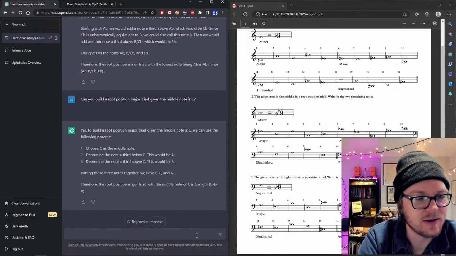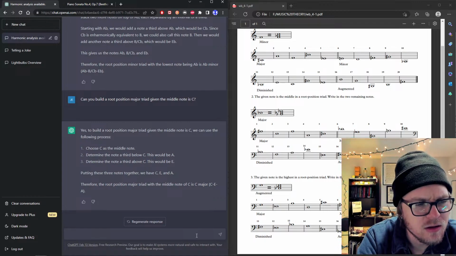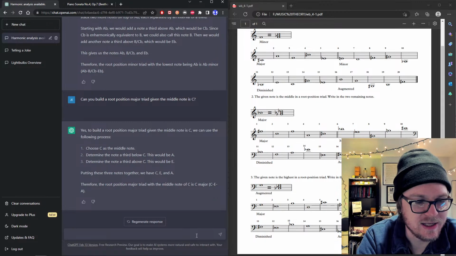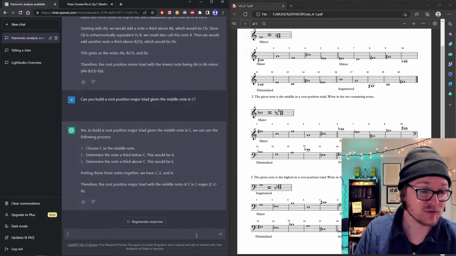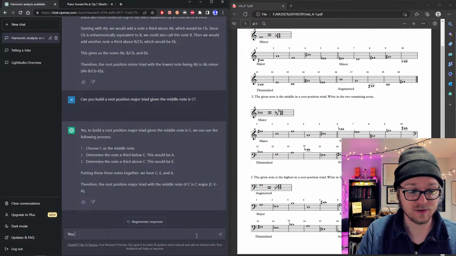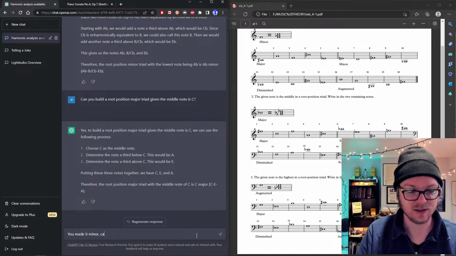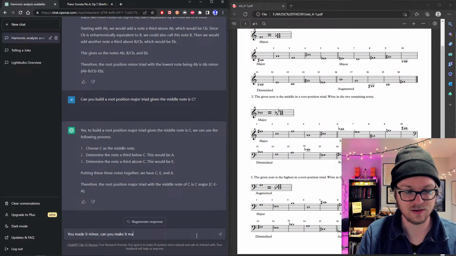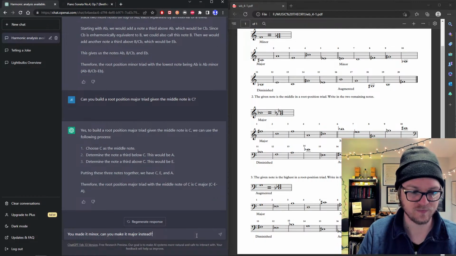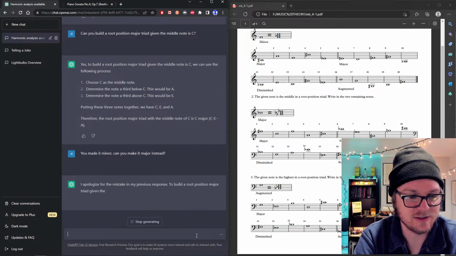Oh, this is interesting. Choose C as the middle note. Determine the note a third below C would be A. Oops. Major triad. I should correct it. Let's see. So it did the right process. It's just that it made it minor.